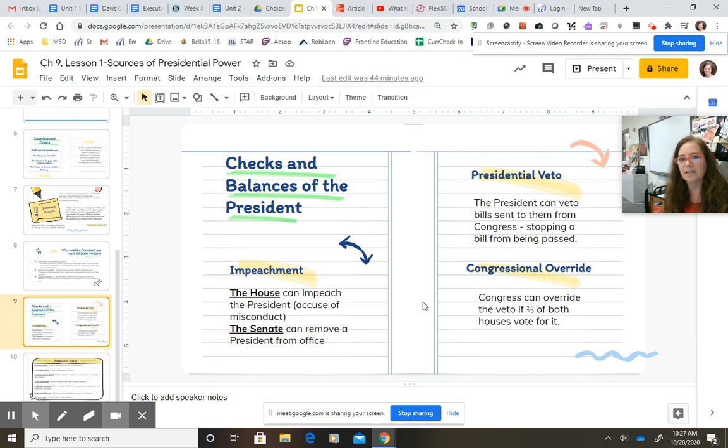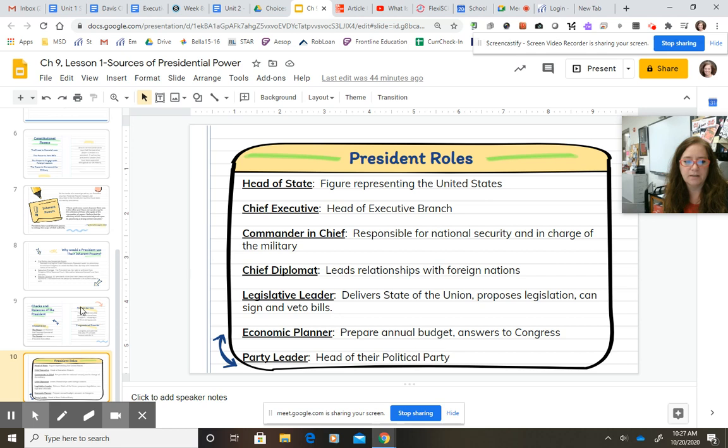Another check, the president can veto legislation coming from Congress. And when we talked about how a bill becomes law, we talked about that. Congress can override that veto with a two-thirds vote in both the houses. So there's checks and balances there. And there's more, and we'll talk about them as this unit goes on.